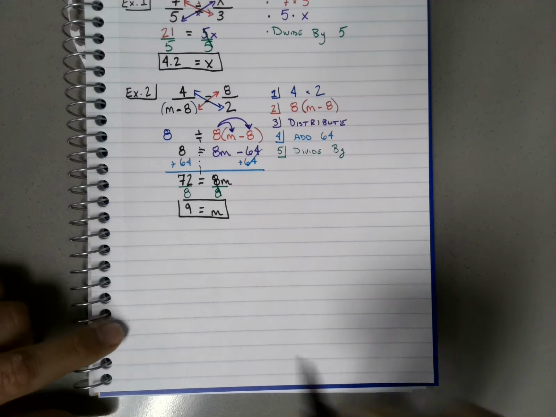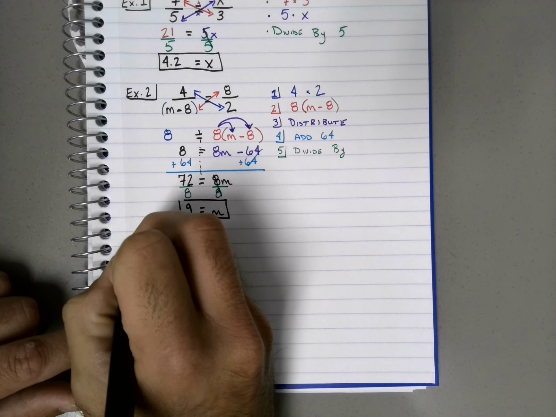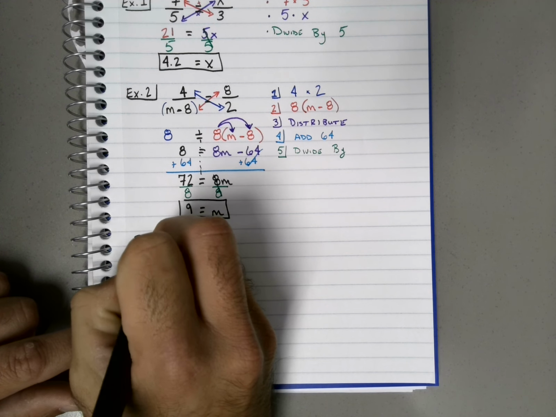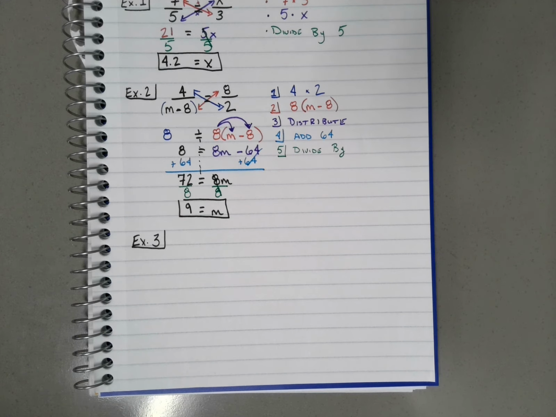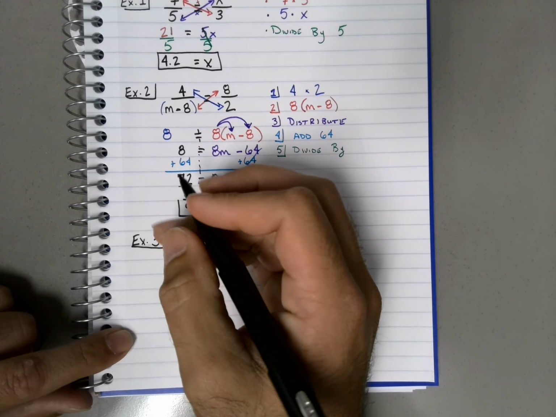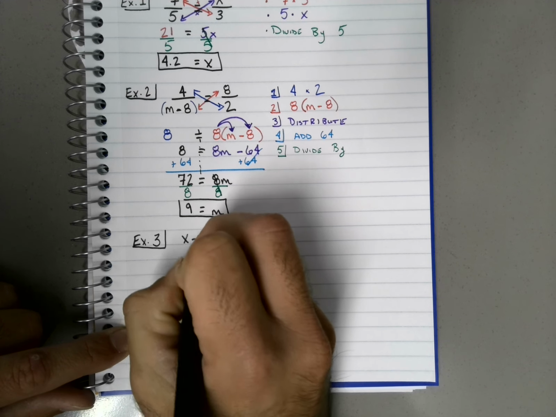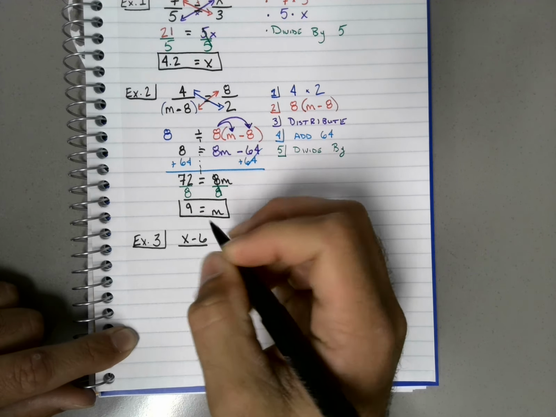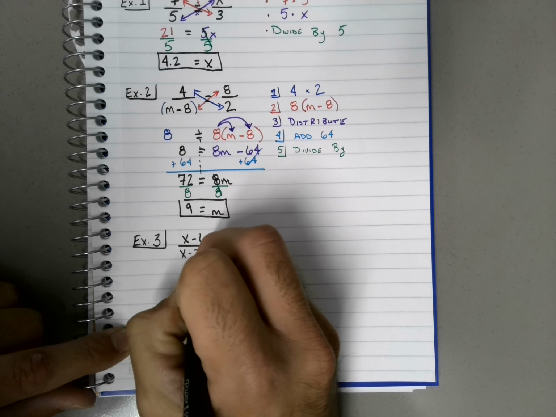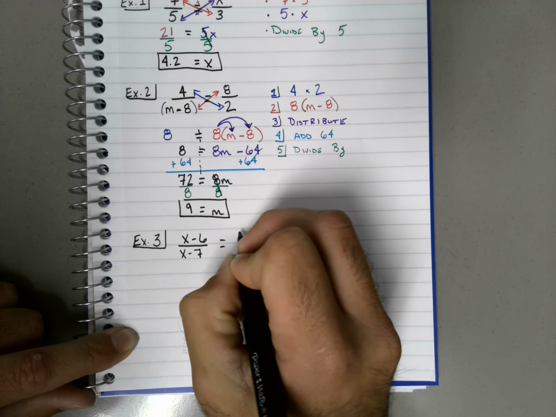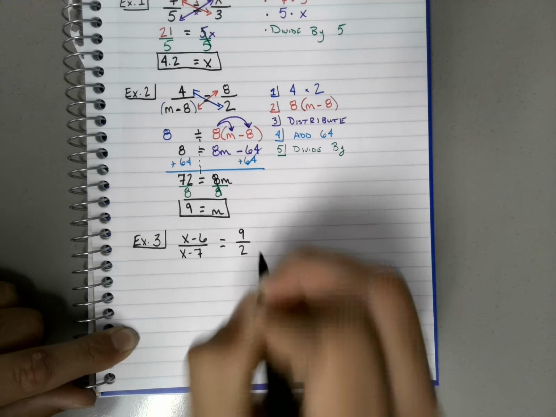All right. Let's look at another one. So all we're doing here is we're just cross multiplying and solving. Okay? Let me see if I can find one that's a little more difficult. Okay, here we go. This is a pretty good one. So say I have x minus 6 over x minus 7 equals 9 over 2.